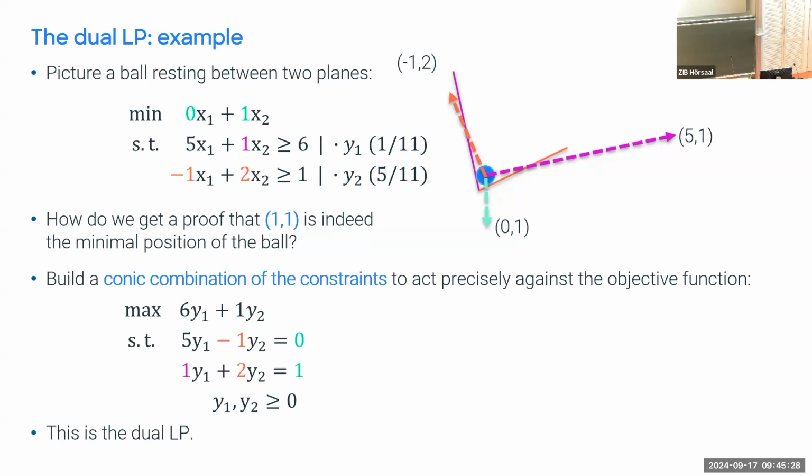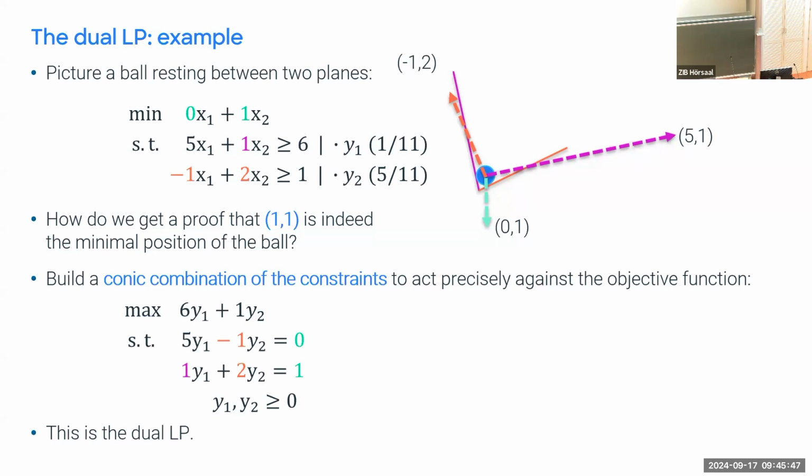So basically this force acts against the objective function. I don't want to minimize, I want to maximize what I get as the aggregated right-hand side, 6 times y1 plus 1 times y2. Okay, this is the dual LP.